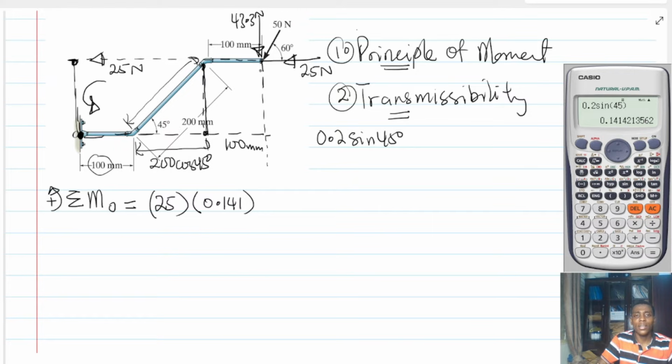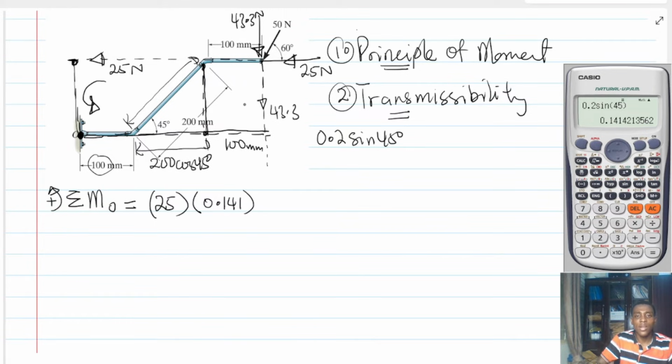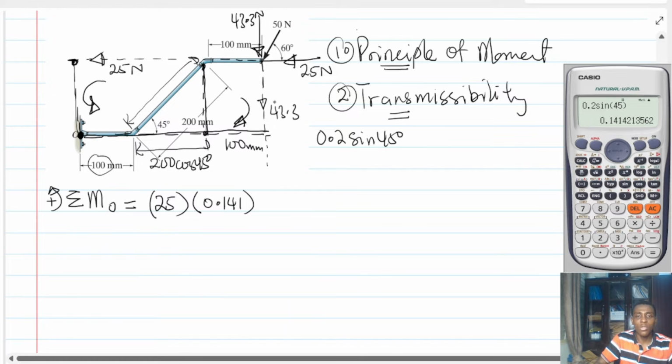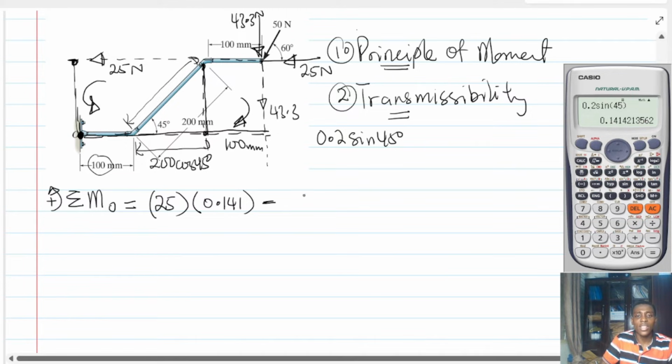How about the 43.3? So the line of action of the 43.3 is still on this line, so I can even bring it here. But I need a moment arm, which is the perpendicular distance from O to meet this force, and that is the whole of this distance. Is that right? By the way, the moment of this force is going to rotate in this sense, and therefore it's going to be clockwise. We said clockwise will be negative.